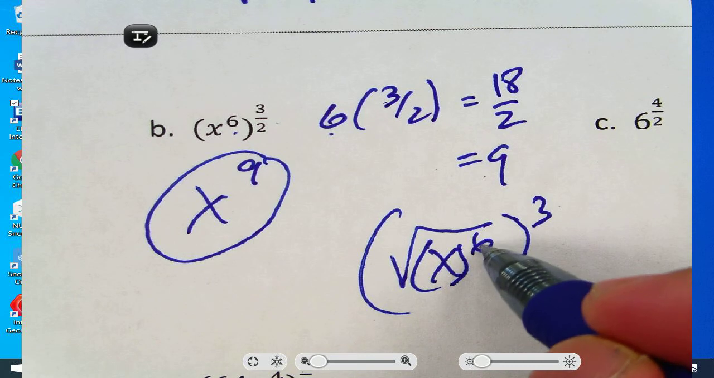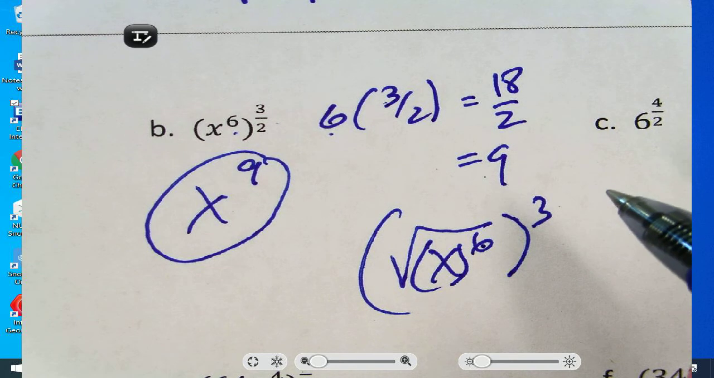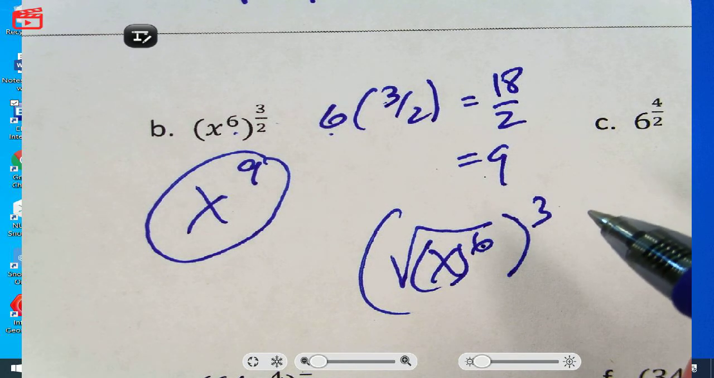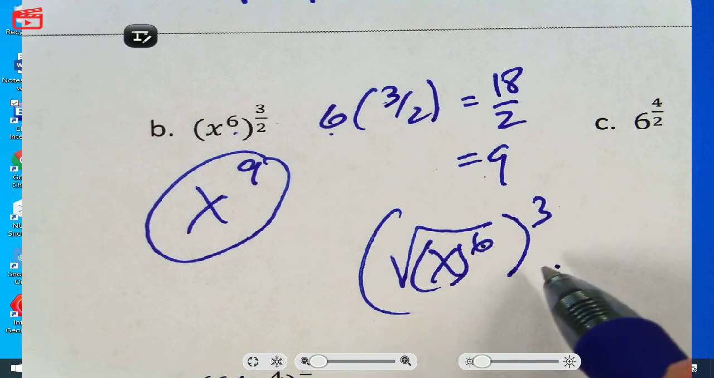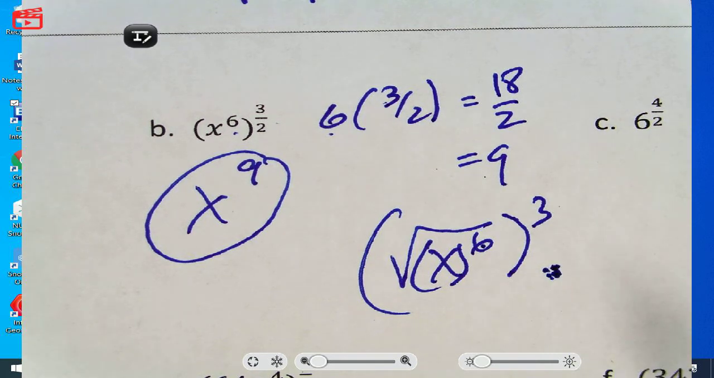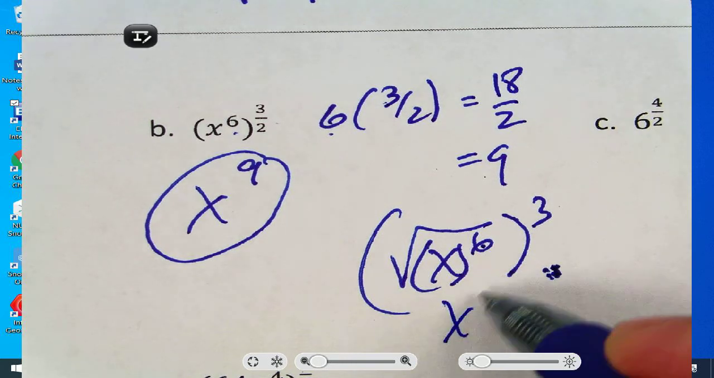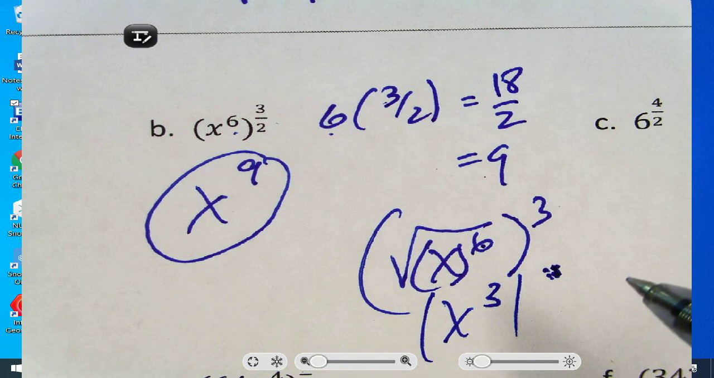Well, what is square root of x to the 6? You still have to answer that question. Because remember, this is not rewrite. This is simplify. So stopping here is not enough. Can I go this way? Yes, you can. But stopping here is not enough. What is the square root of x to the 6? It's x to the 3rd. Technically, it's absolute value of x to the 3rd. But we're going to just be lazy and ignore that.